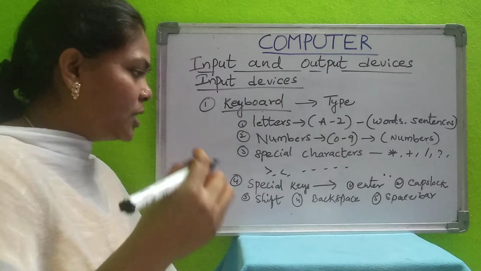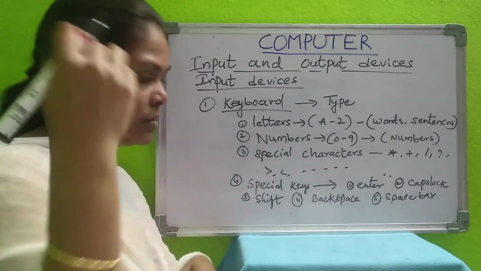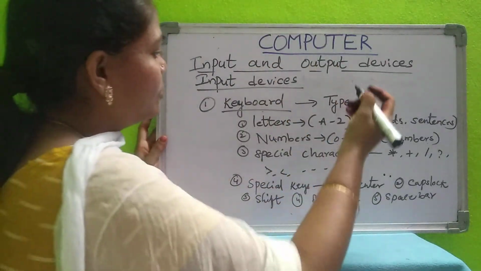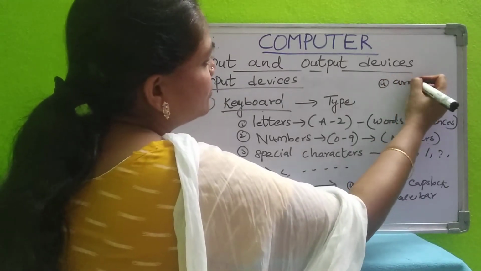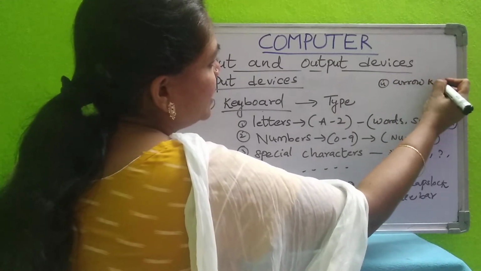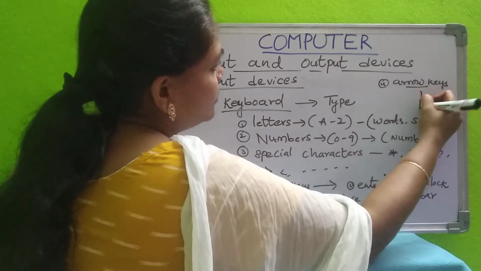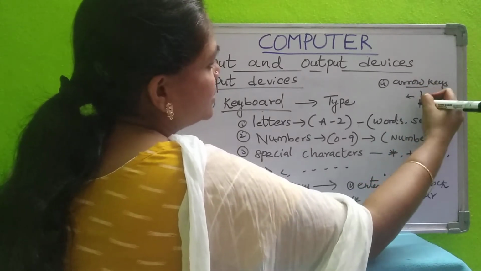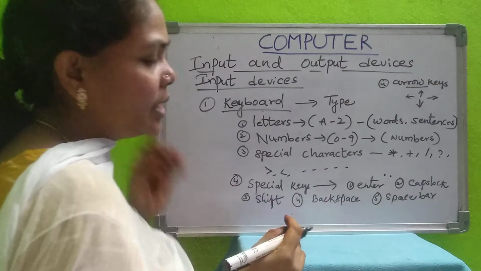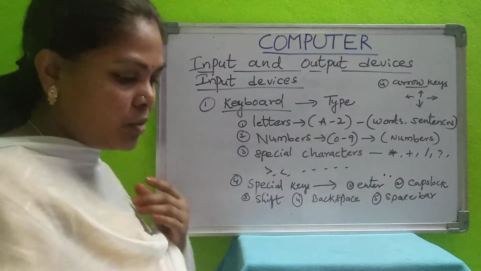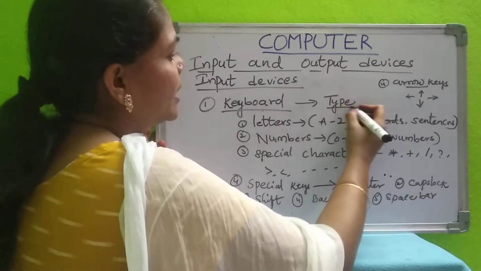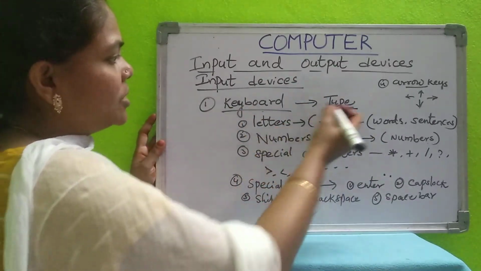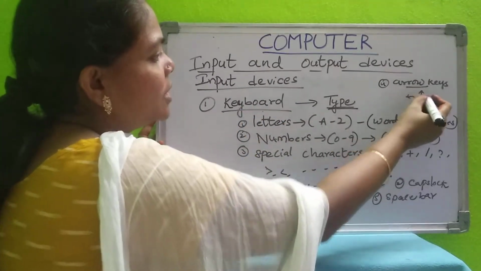We have some more keys, alt key, control key, all those also we have. And the fourth one is arrow keys. Arrow keys also we have on the keyboard. You can control the cursor using these arrow keys. So these are called cursor movement keys or cursor control keys. These four keys we use to control the movement of the cursor.